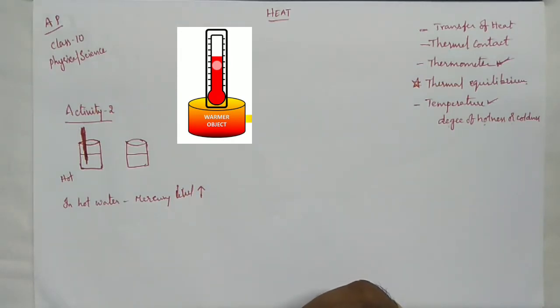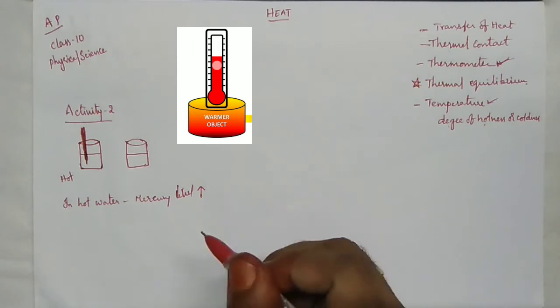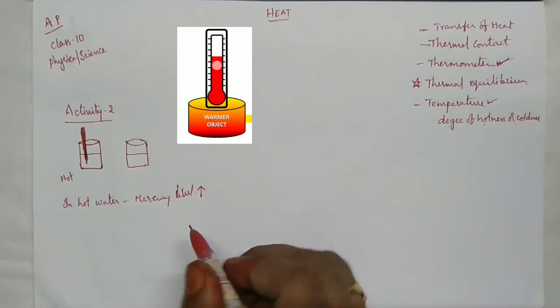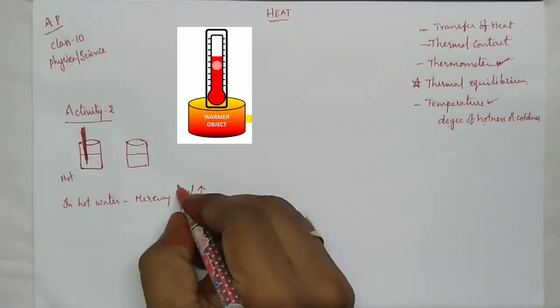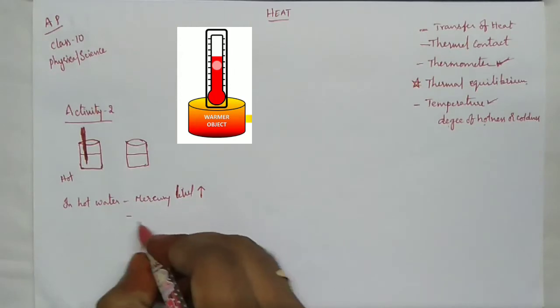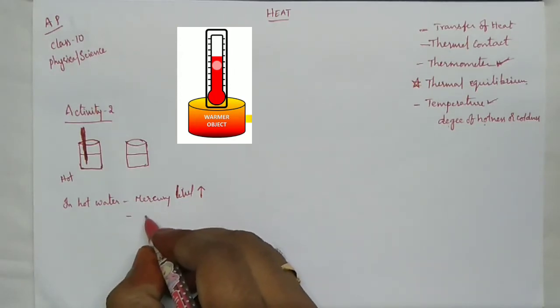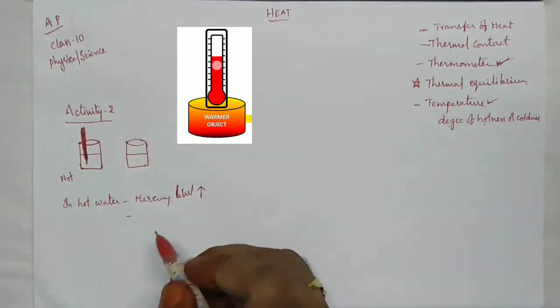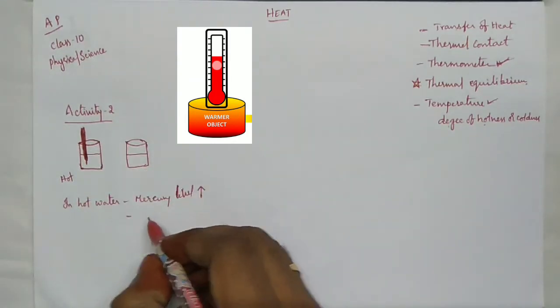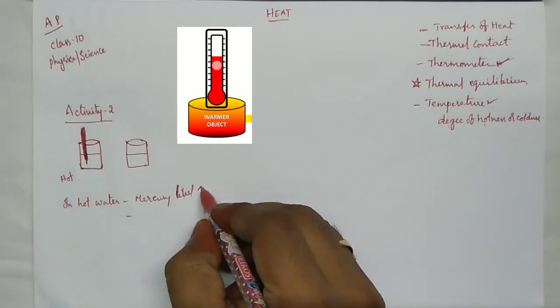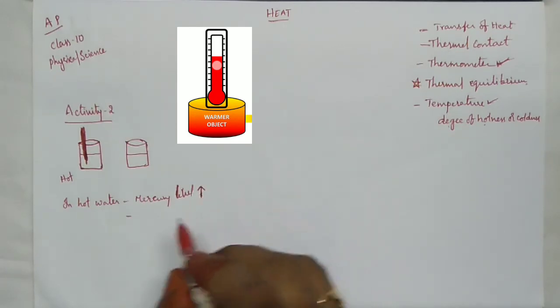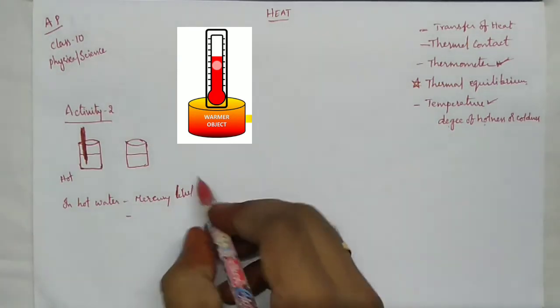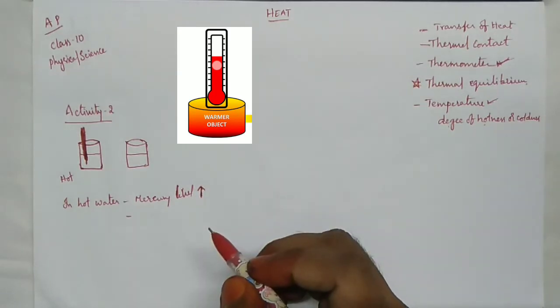Do you know, when the mercury level increases, what does it represent? When the mercury level increases, we say that its temperature is increasing, or the thermometer is showing a rise in temperature. Right? The temperature of the liquid is high. That's what the mercury level increase indicates to us.